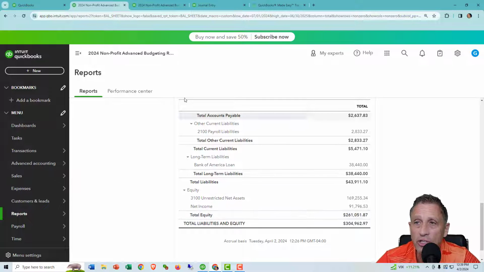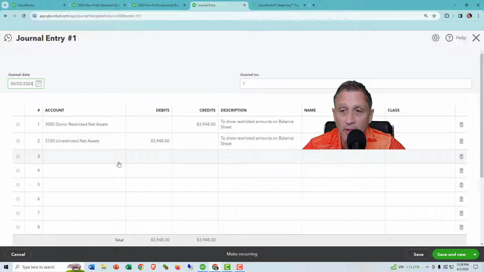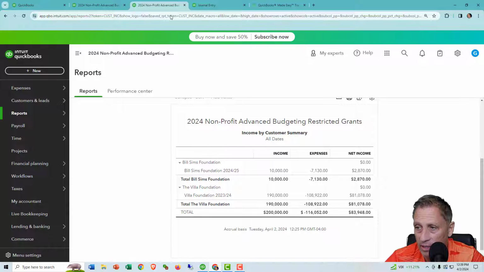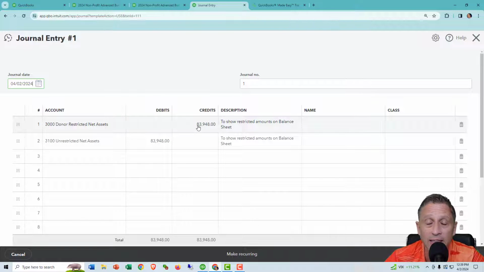So what I'm going to do is a little journal entry. And here's my journal entry right here. I'm basically lowering unrestricted net assets by $83,948. And again, I got that number right from this report, $83,948. You do this entry once a month. And then I'm going to credit that increases in equity account, donor restricted net assets.